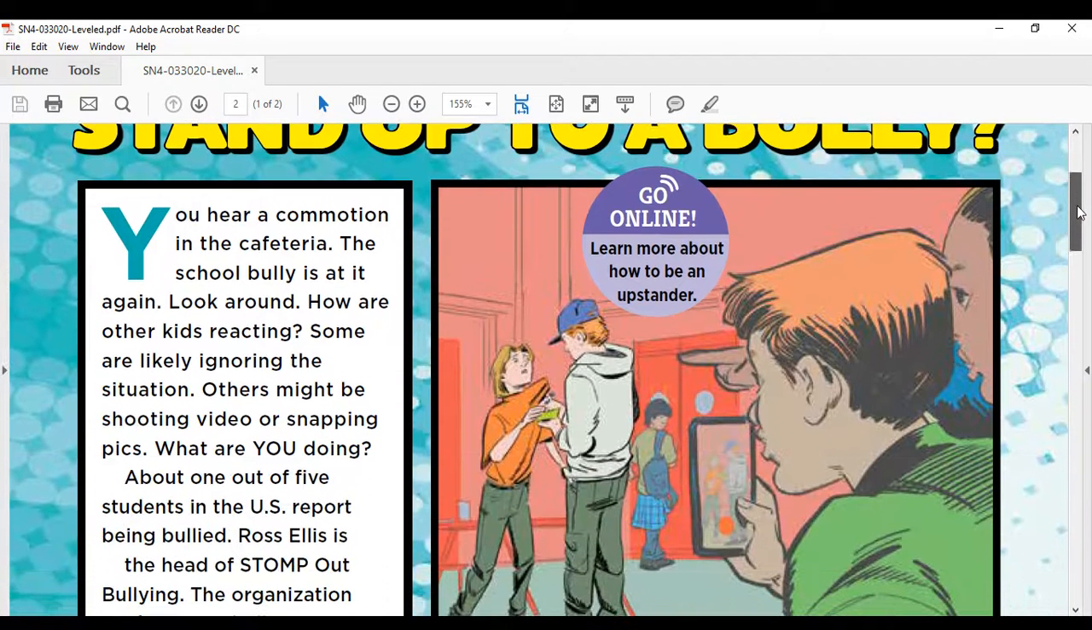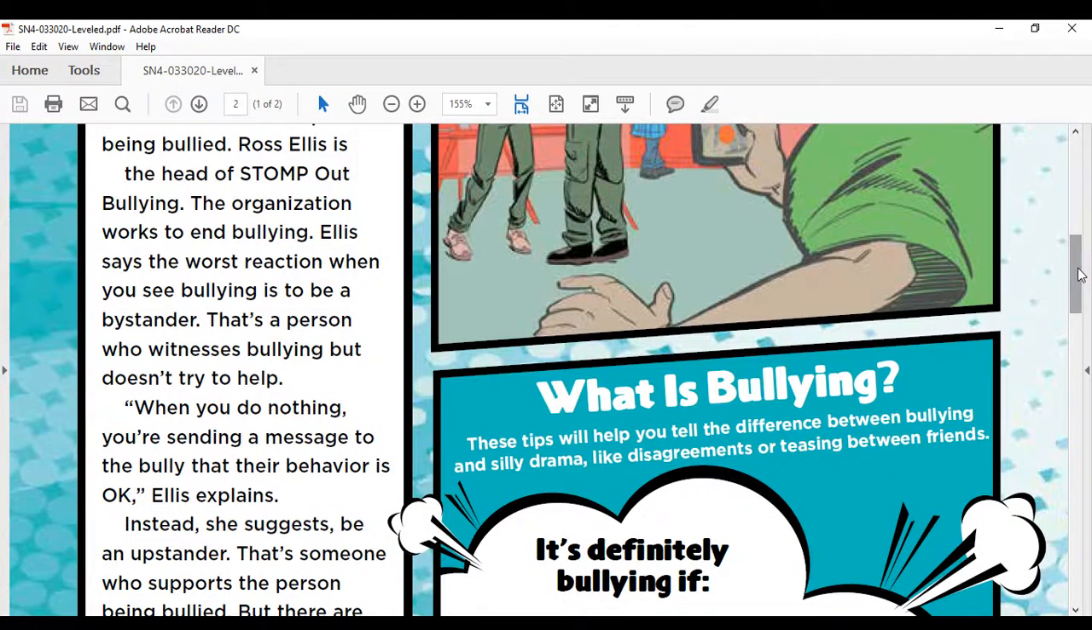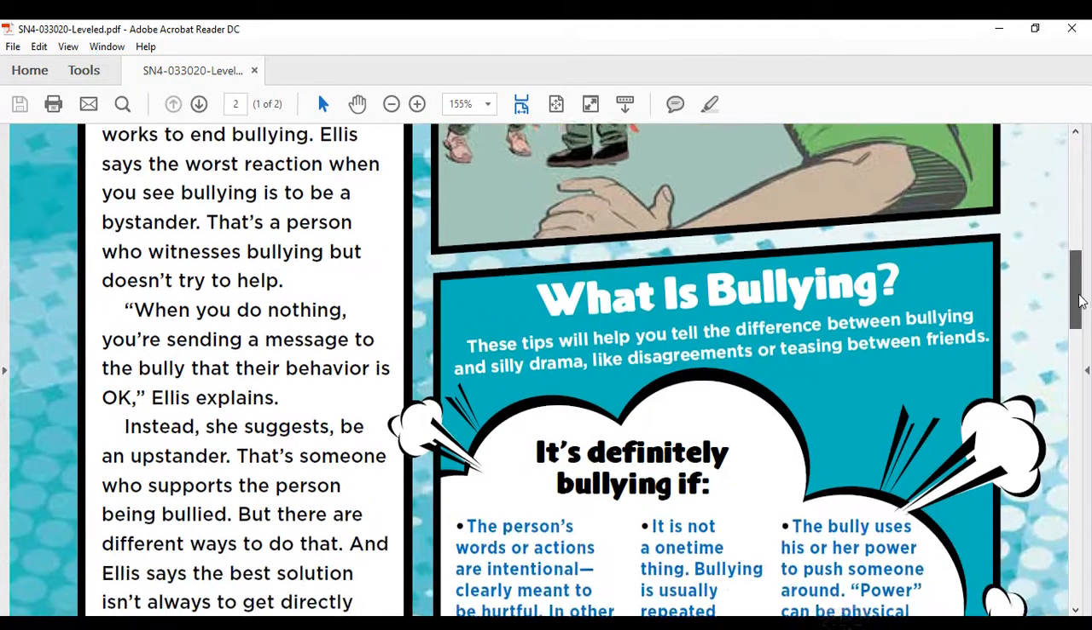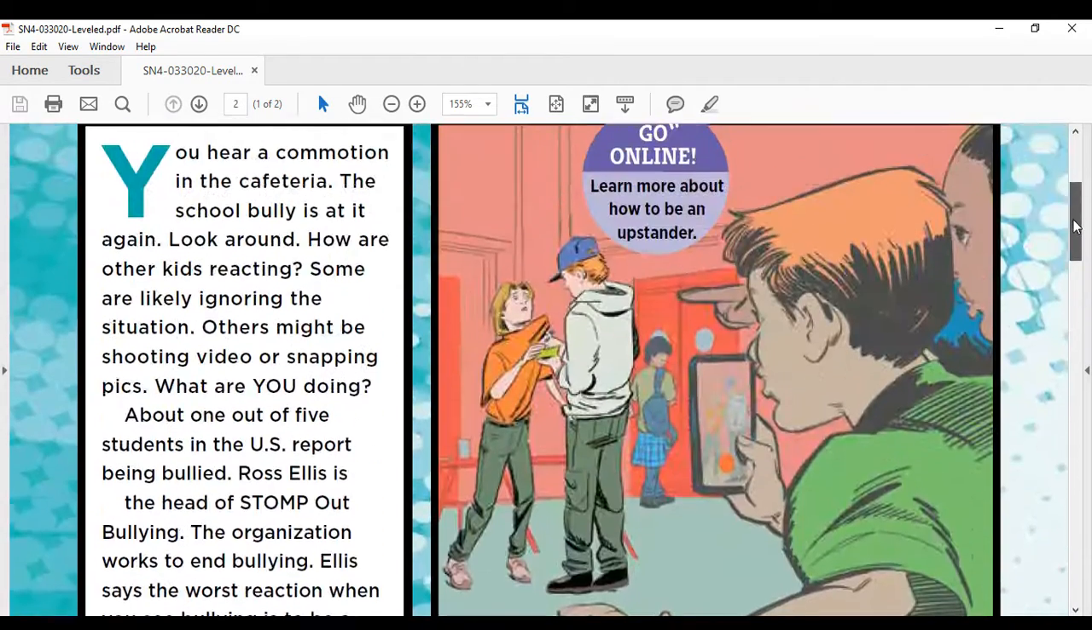You had a question that asked you what was the difference between an upstander and a bystander. So if you were looking, it says right here, Ellis says the worst reaction when you see bullying is to be a bystander. That's a person who witnesses bullying but doesn't try to help. And the upstander is a couple paragraphs below it. Instead, she suggests be an upstander. That's someone who supports the person being bullied. Okay, so it clearly gives you definitions of both terms.